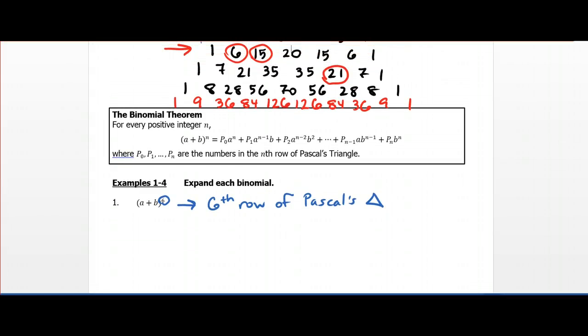The first thing I start with is the first number in the row of Pascal's triangle I'm using, which guess what, is always going to be a 1. So that's what I start with, a 1. The next thing I do is take the first term in my binomial, which is a, and I multiply 1 times a to the power that I'm taking the binomial to. That would be the 6th power. So 1 times a to the 6th power.